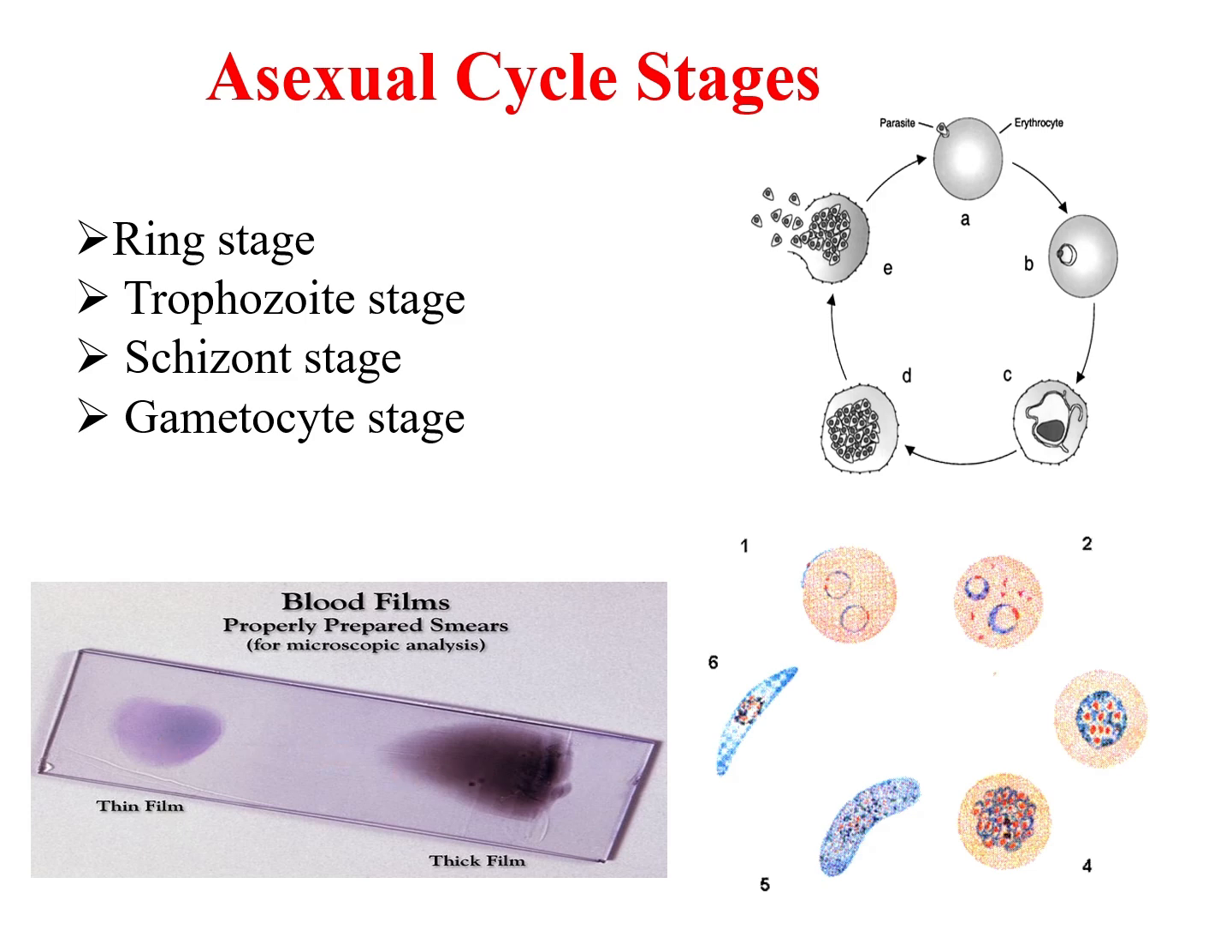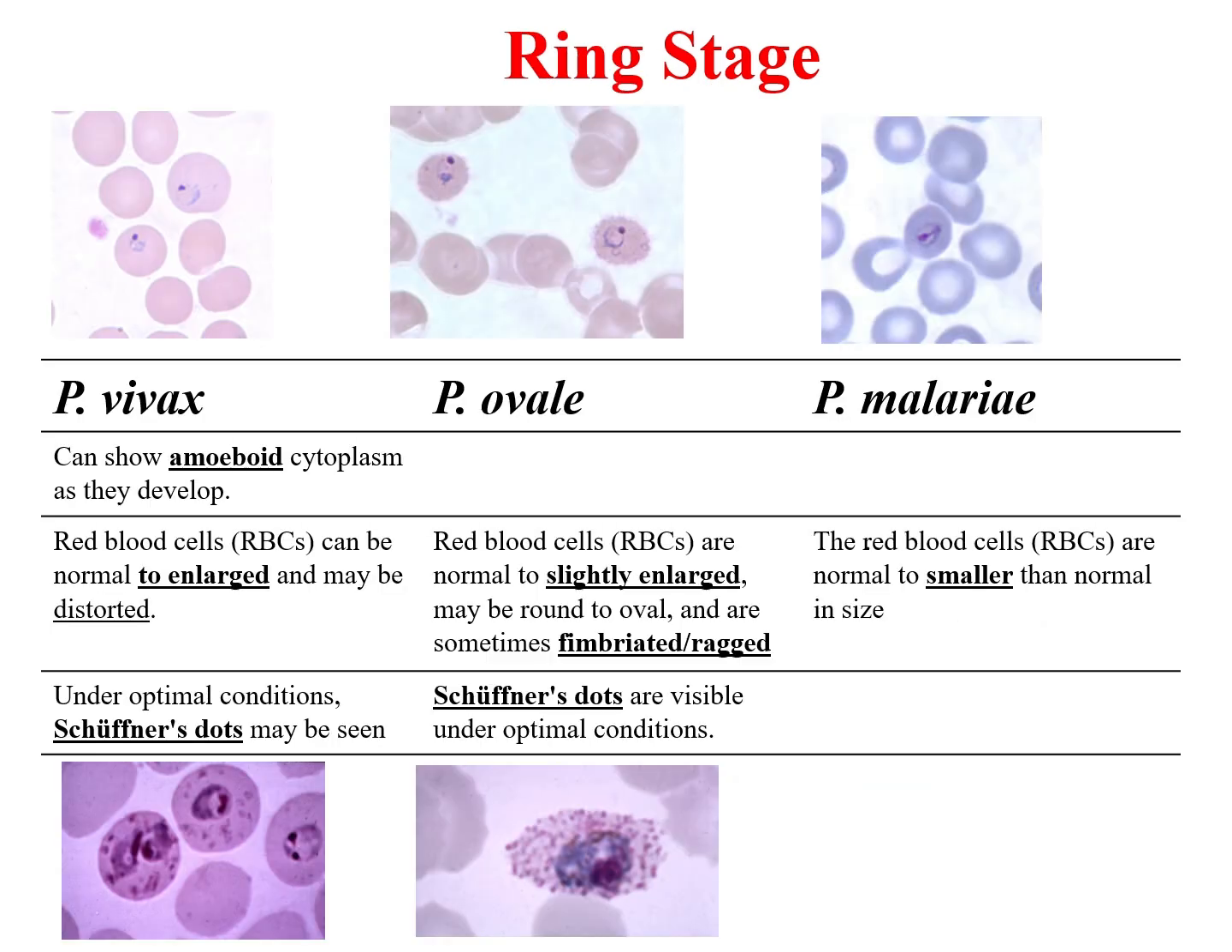For the thick blood film, it happens after concentration of a certain amount of blood, and that happens whenever we do not have enough stages within the blood, so we might need to concentrate the blood in order to see those stages. I will start with the ring stage of Vivax, Ovale, and Malariae.